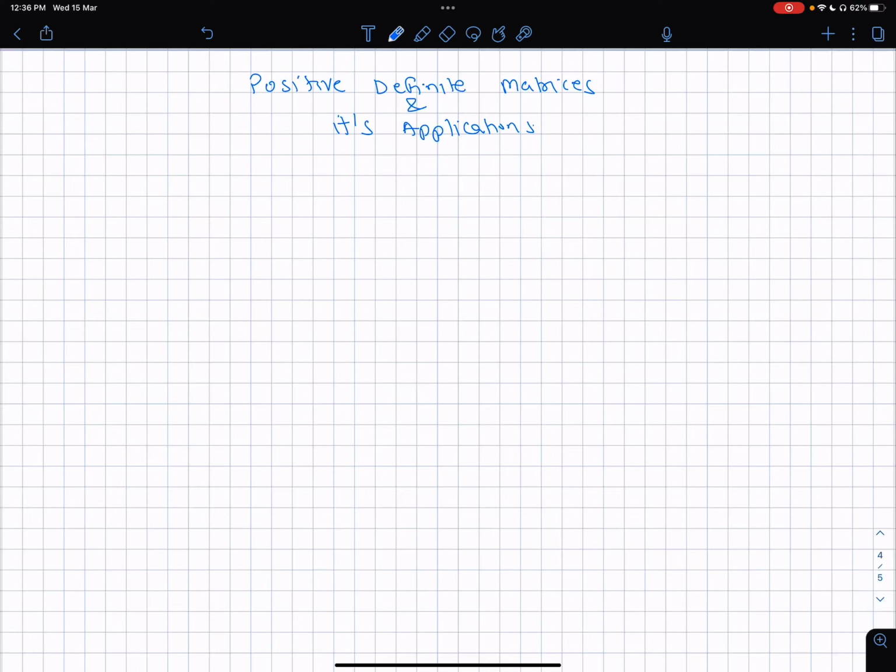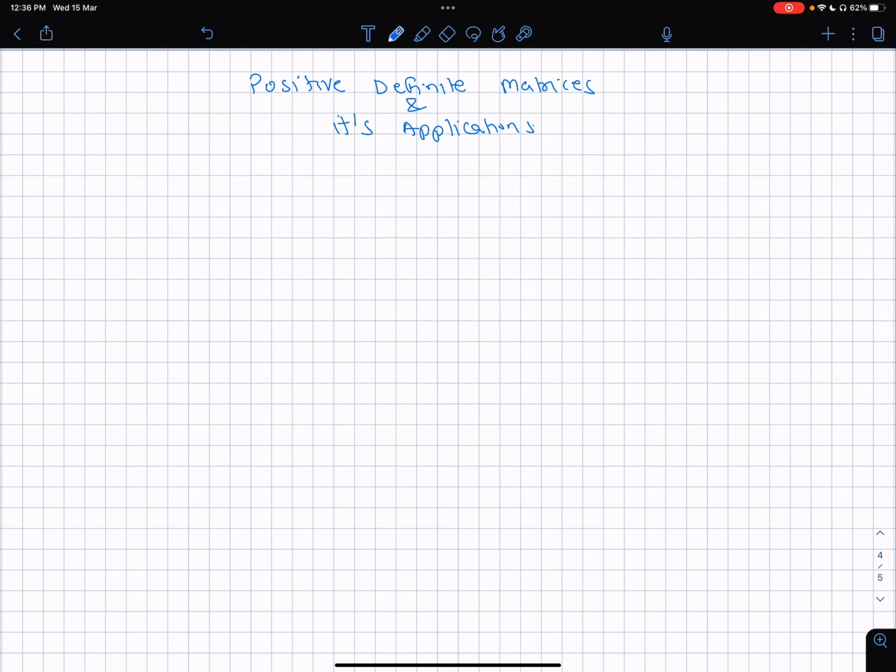Discussion on positive definite matrices and their application a bit more systematically. We had some discussion in the class, no doubt about it, but I thought a more formal presentation will be useful. Subsequently, I'm going to follow it up with a video on properties of positive definite matrices and Cholesky decomposition.